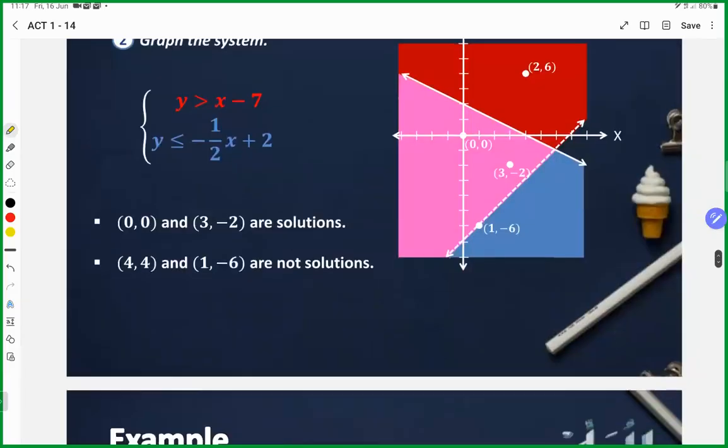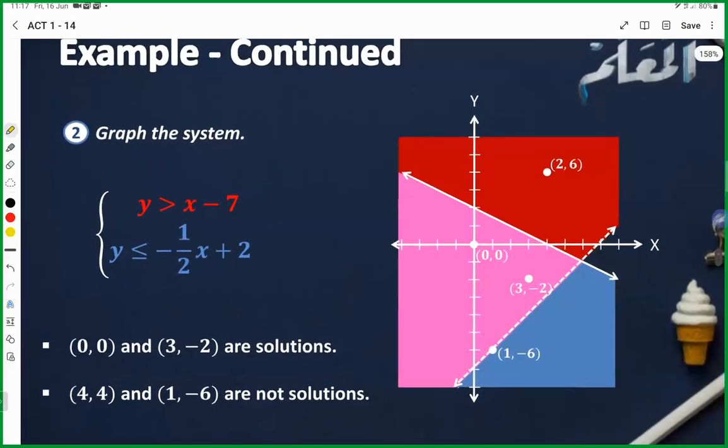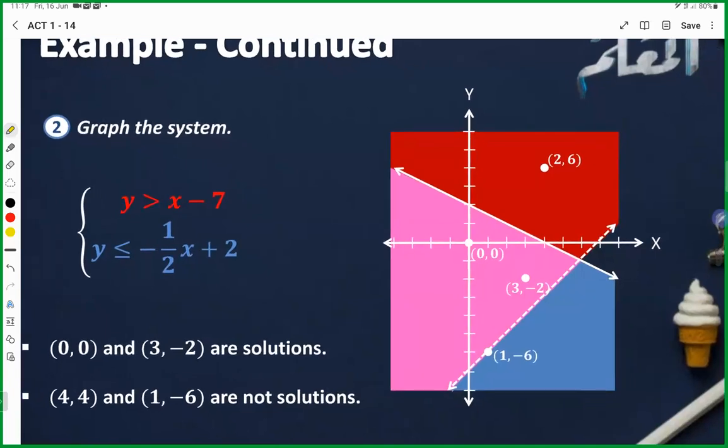I think we finished the coordinate geometry. I have one small thing left. If I have two inequalities, which means two lines that overlap, what does overlap mean? Let's say this is the red part, and the blue one is what? As you can see, that's the blue. If they overlap, we'll get the pink color.